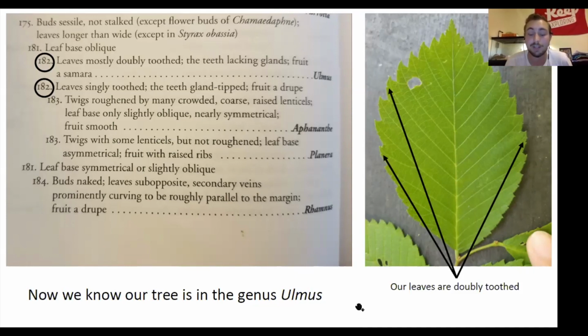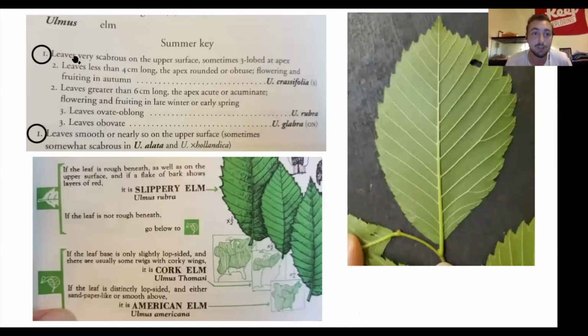So now that we know it's in that genus, we can go to the Ulmus section of our key. And since we have leaves, we're going to use the summer key. There is also a winter key within these. So this book is also useful for identifying trees either in the spring or the winter, because it doesn't have it for all genera, a winter key, but for a good amount of them, they do.